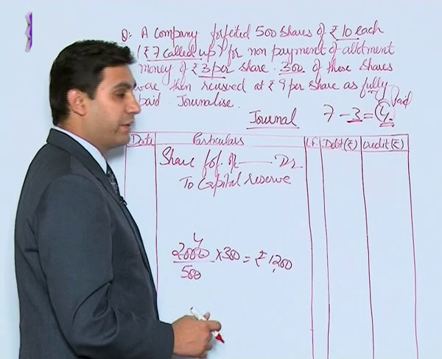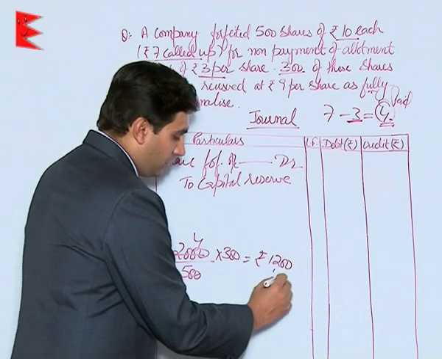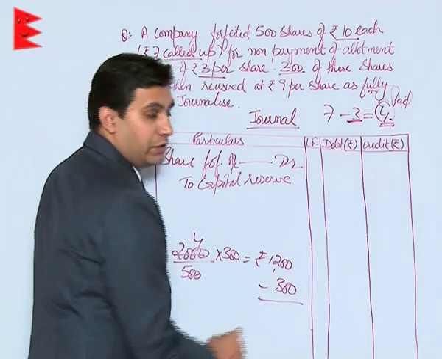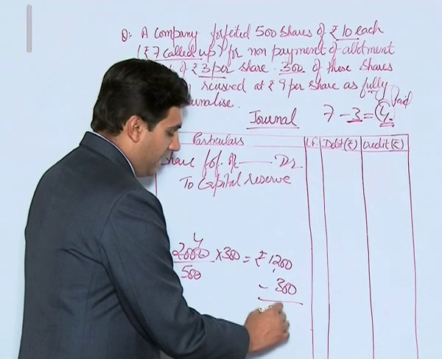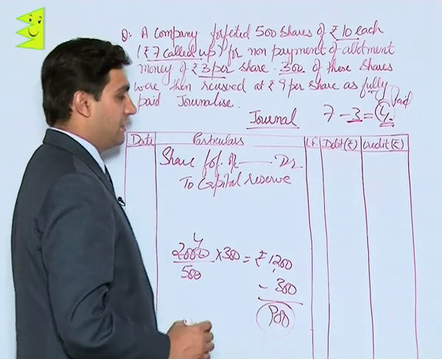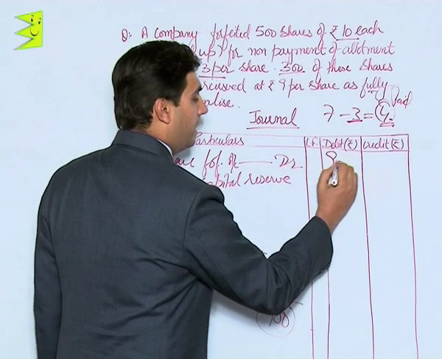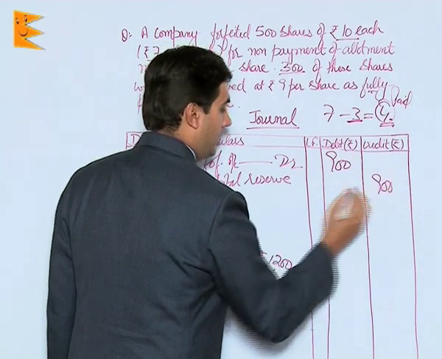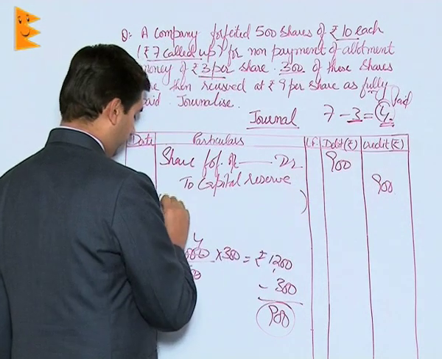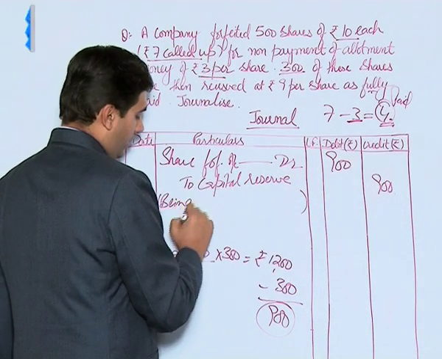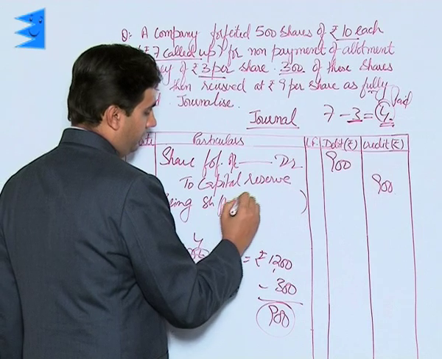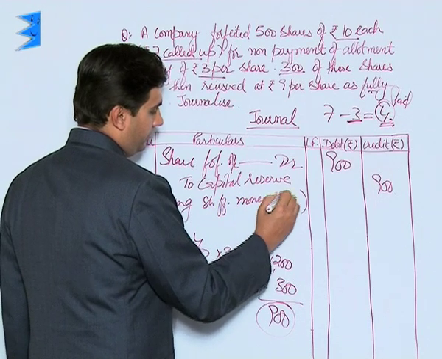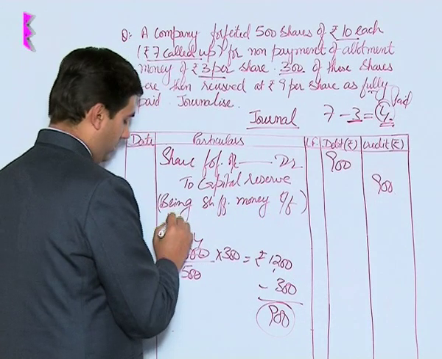This was the proportionate amount for 300 shares that we had received. Out of this 1200, we have used 300 at the time of reissue. So that means excess available with us is 900. So this should be transferred to capital reserve. Narration being: share forfeited money transferred to capital reserve.